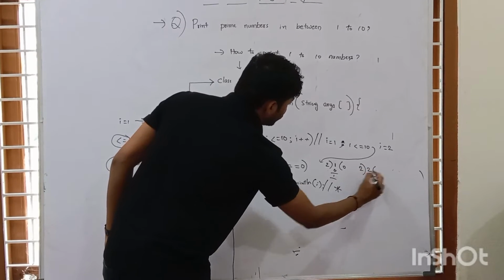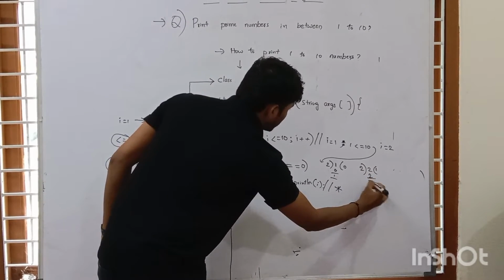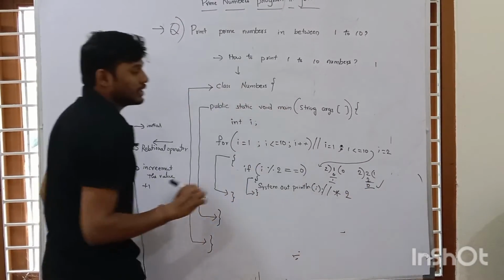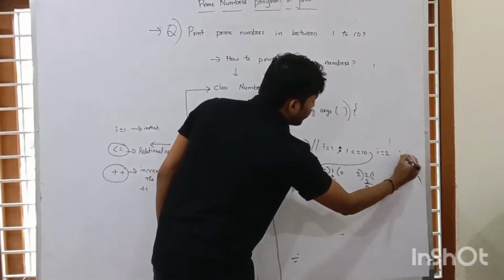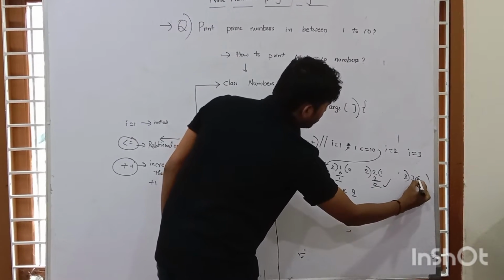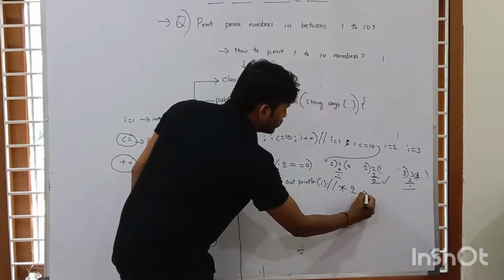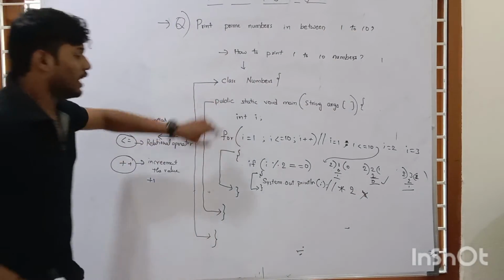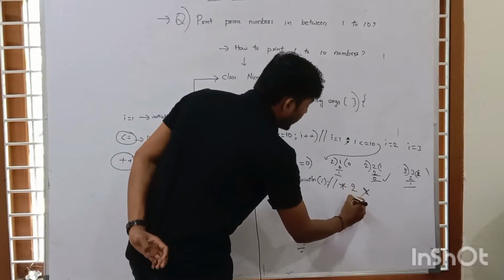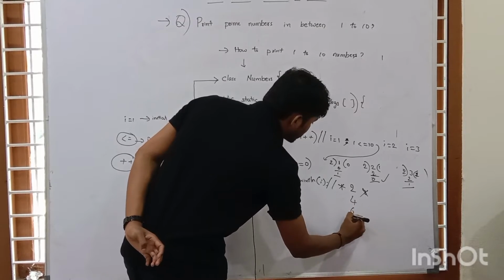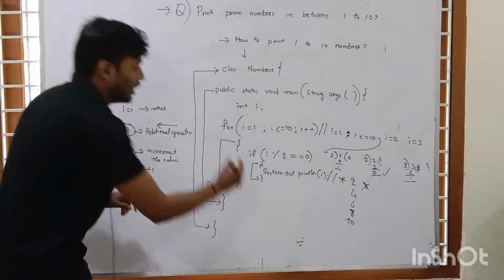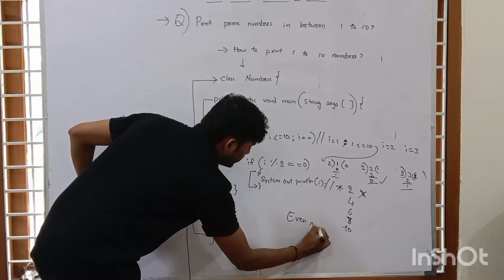Then 2 divided by 2, 2 ones are 2. Now we see that the remainder is 0. The number that gets remainder 0 should be printed. Again it goes to I equal to 3, then 3 divided by 2, 2 ones are 2, the remainder is 1, so 3 is not printed here. This way we can achieve the divisibility of 2. Here we are getting 2, 4, 6, 8 and 10. This is the even numbers program, and it prints the even numbers.